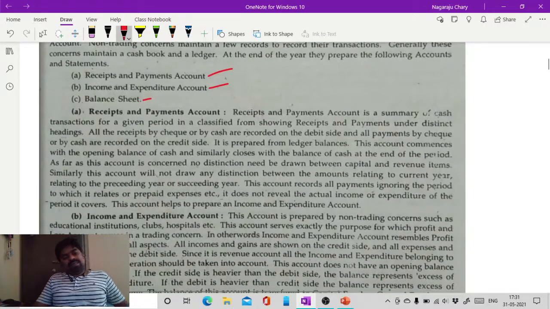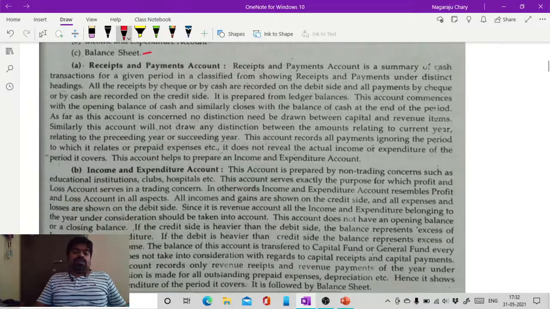Let us see what a receipts and payments account is, what an income and expenditure account is, and what a balance sheet is, one by one. Receipts and payments account consists of real accounts in nature.